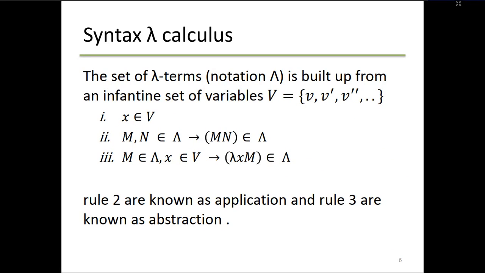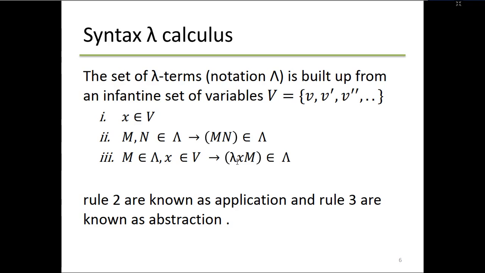The syntax will be written like this. The set of lambda terms is built up from an infinite set of variables V = v, v', v'', etc. Then x may belong to V, and M, N may belong to lambda. That may be an application like M N, which again belongs to lambda. If M belongs to lambda and x belongs to V, then the lambda function lambda x. M will also belong to lambda.